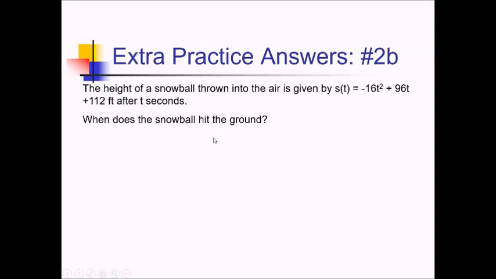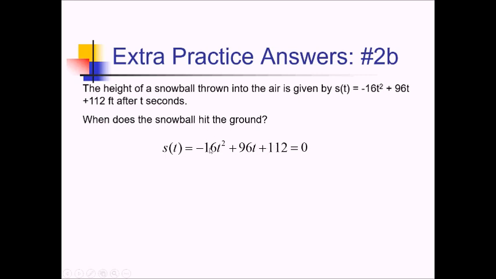For this part, we want to know when the snowball hits the ground, so I need to know when s of t, which equals all this stuff, takes on a value of 0. And this is a no calculator problem, so I'm going to have to do this algebraically. I can start by factoring out a negative 16, and you might have to factor out a few things before you realize that you can take out 16, but you can.